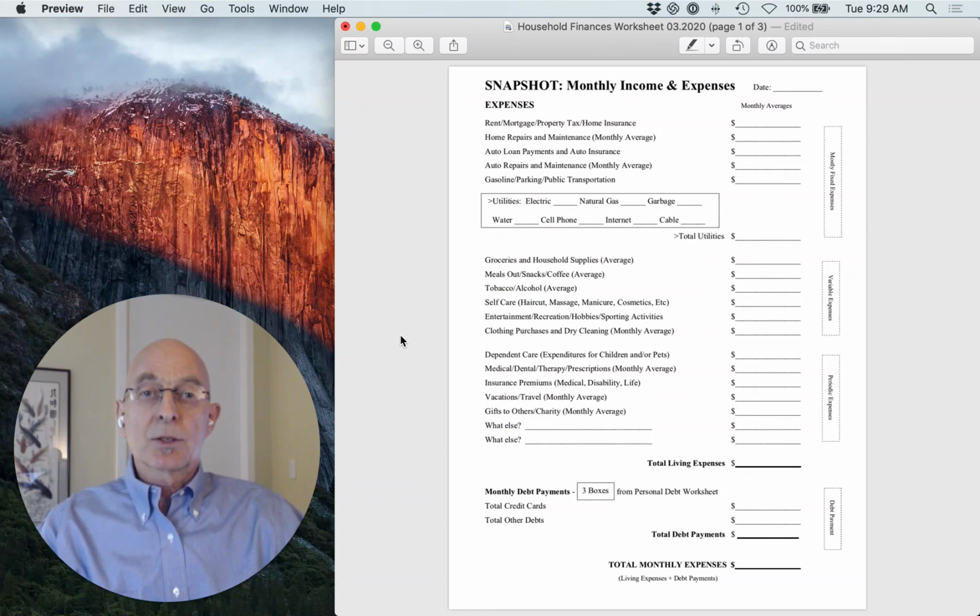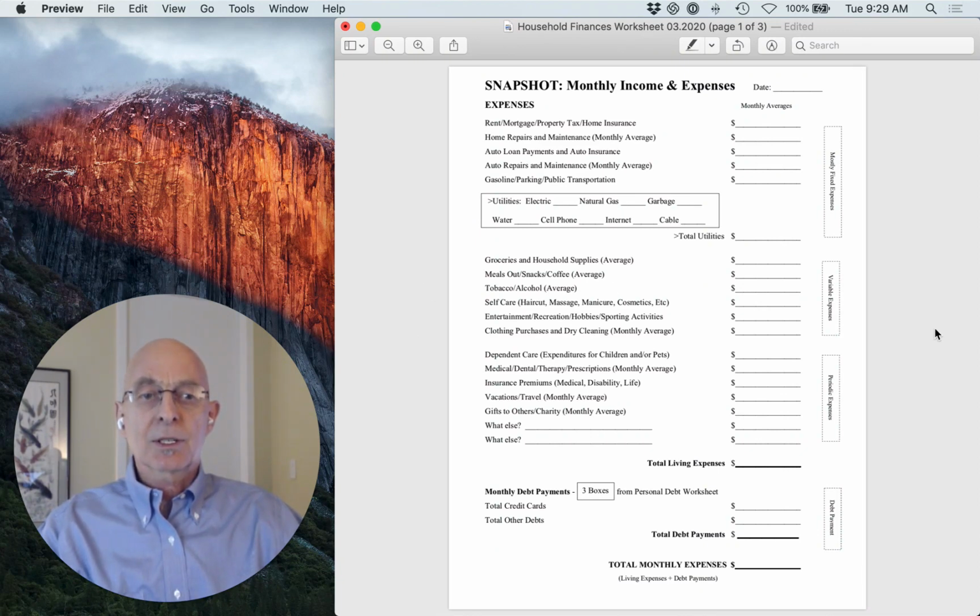As I said, I've been using this since 2004. It is not a budget. People don't like the word budget, and I've learned to just stay away from that. A snapshot is just a picture of what the average monthly income and expenses look like. So let me introduce you to the snapshot.